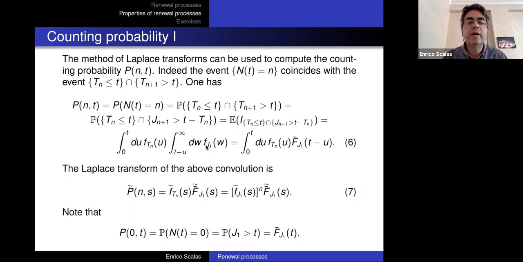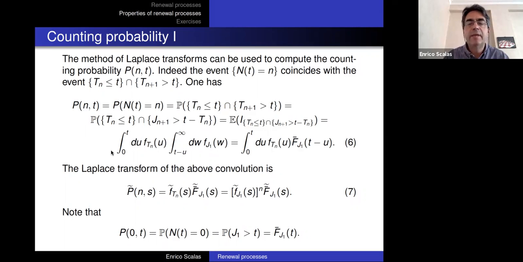where I have already used the fact that Tn and Jn plus 1 are independent. And I have also used the fact that Jn plus 1 has the same distribution as J1. So this expected value is given by this formula here, which gives you this one here, number 6. So it's a convolution between F_Tn and the survivor function computed in t minus u.